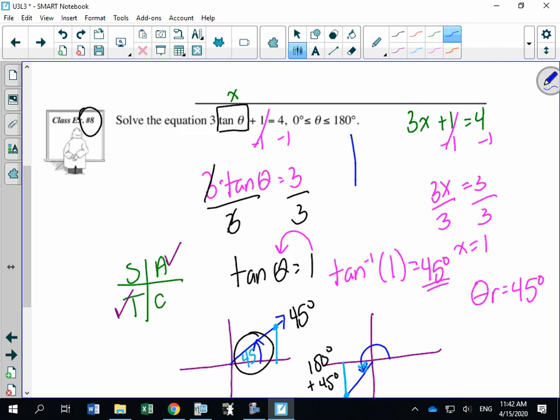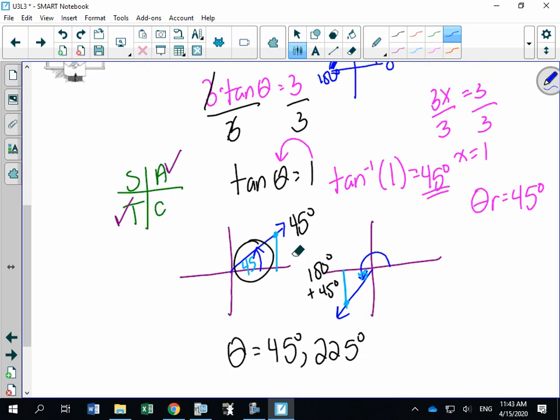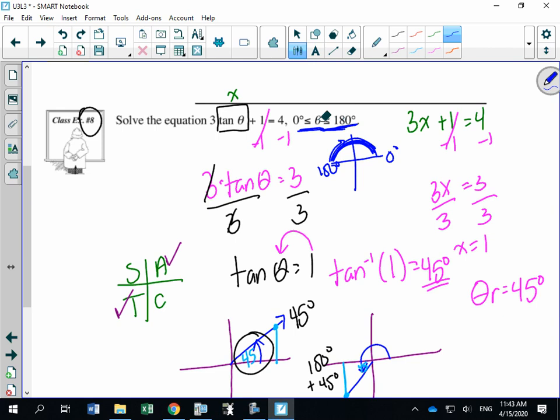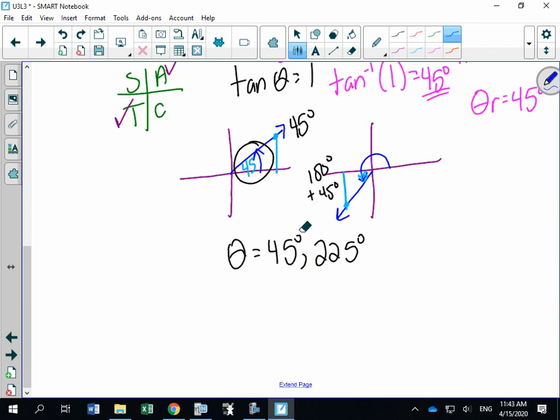So they want my domain to be less than 180 degrees. So that's less than 180, but greater than 0. So they want my solution to be somewhere in here. So according to these 2 answers, which one do you think the answer would be? 45. That's the only answer that is less than 180 degrees but greater than 0. So there's actually only one solution for this, and theta would be equal to 45 degrees. Okay.